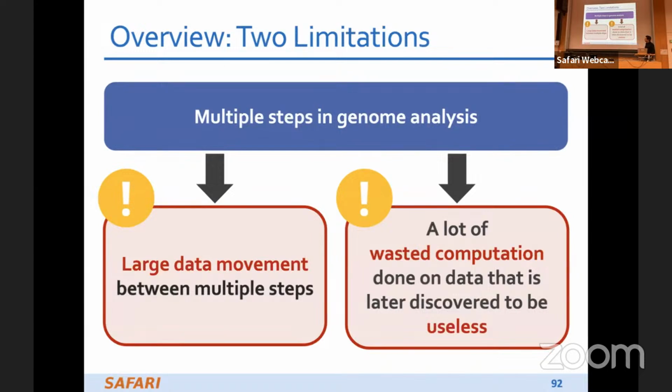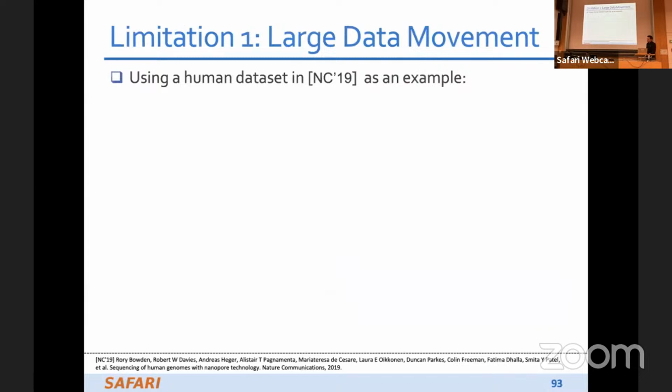For example, when you're doing your quality check, some of the reads will not be used in the later steps. So this means that you basecalled them for no reason. So it's wasted computation, wasted energy, wasted time. There are, of course, works that try to alleviate this, but I'll illustrate a bit more the first limitation before showing these works.